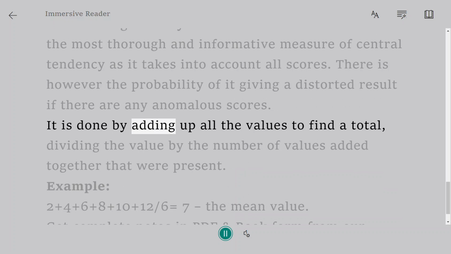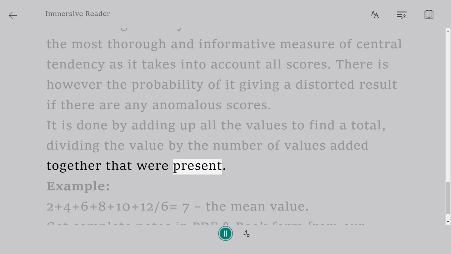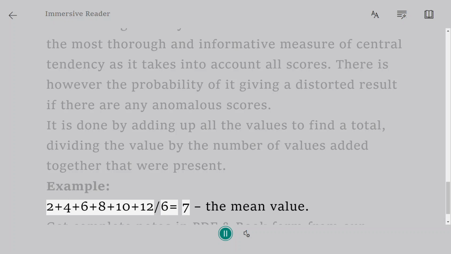It is done by adding up all the values to find a total, then dividing the value by the number of values that were present. Example: 2 plus 4 plus 6 plus 8 plus 10 plus 12 divided by 6 is equal to 7, the mean value.